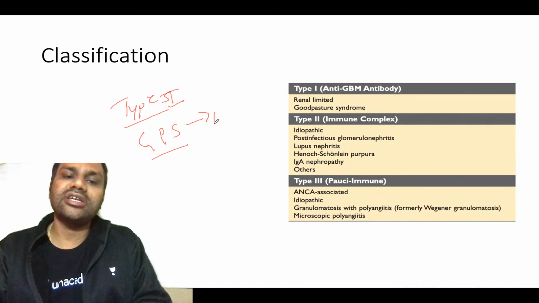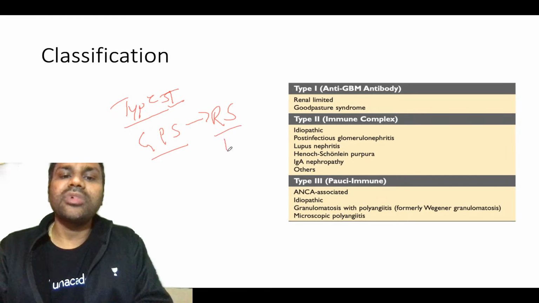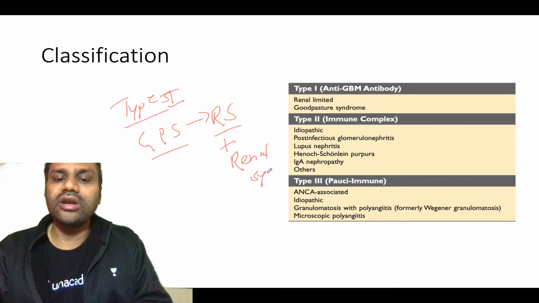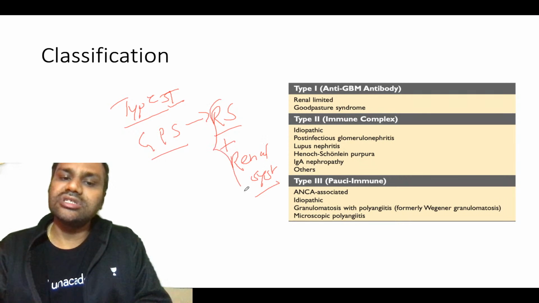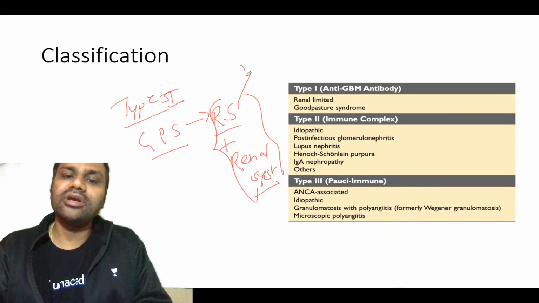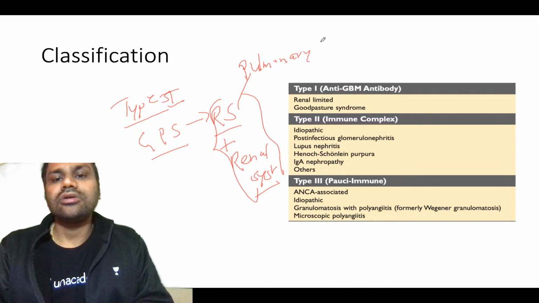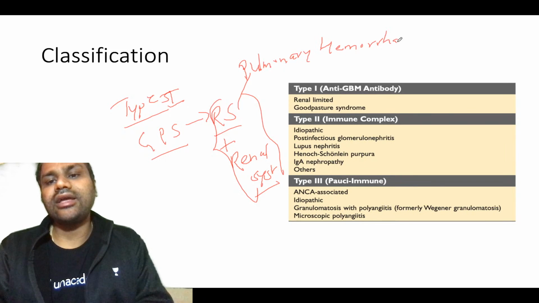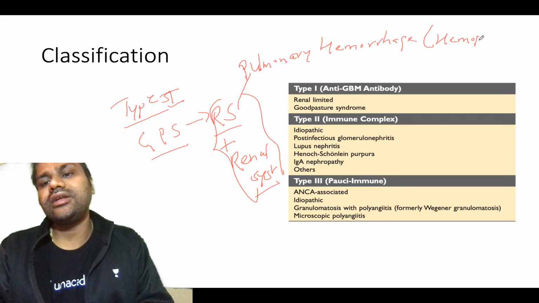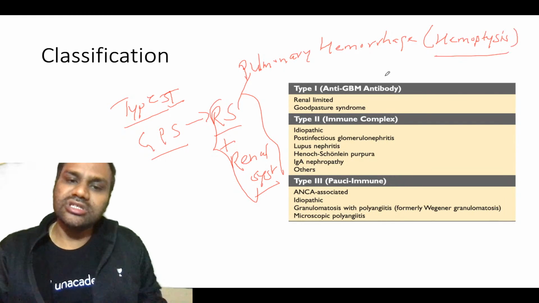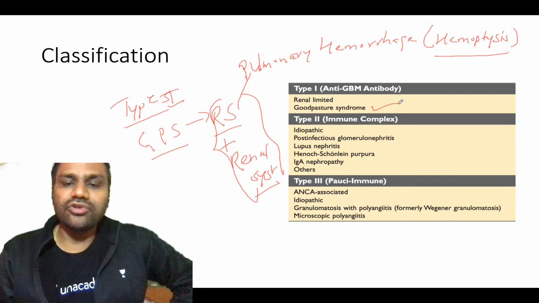When your respiratory system is involved along with the renal system, that is, the glomerular system is also involved, here you will be having pulmonary hemorrhage. Other than pulmonary hemorrhage, clinically it can show you hemoptysis. This is the major feature which you see in the case of Goodpasture.